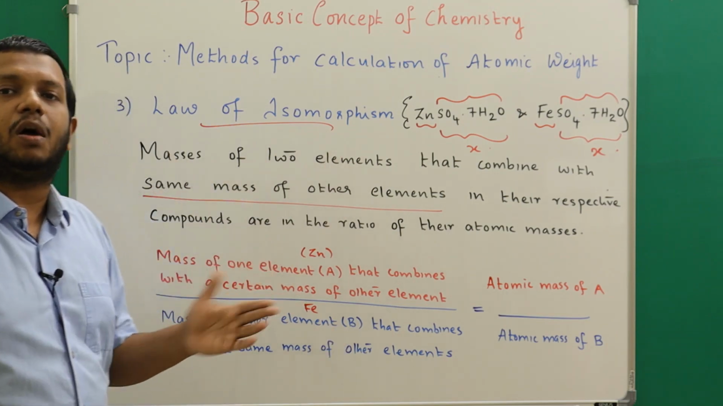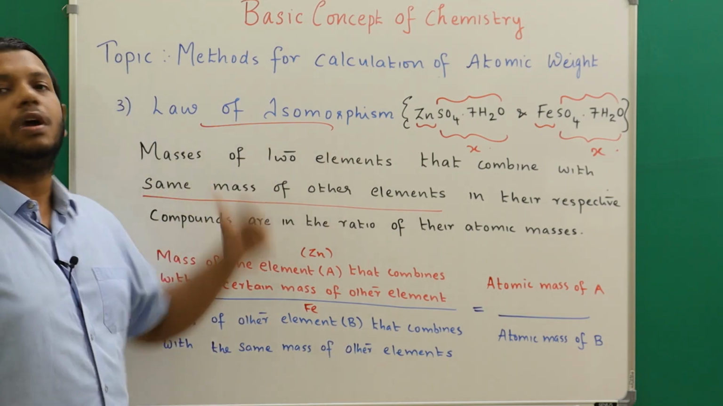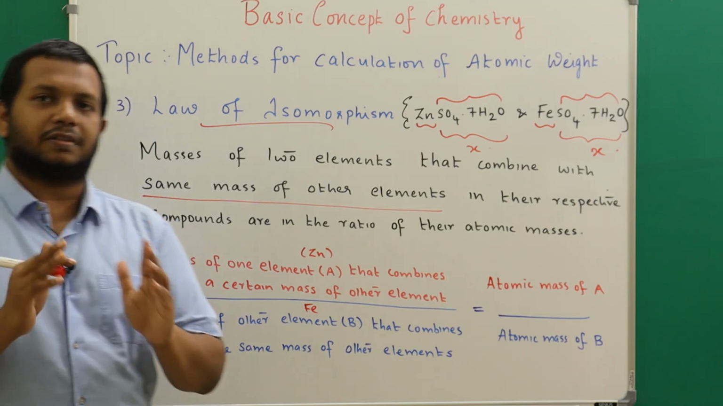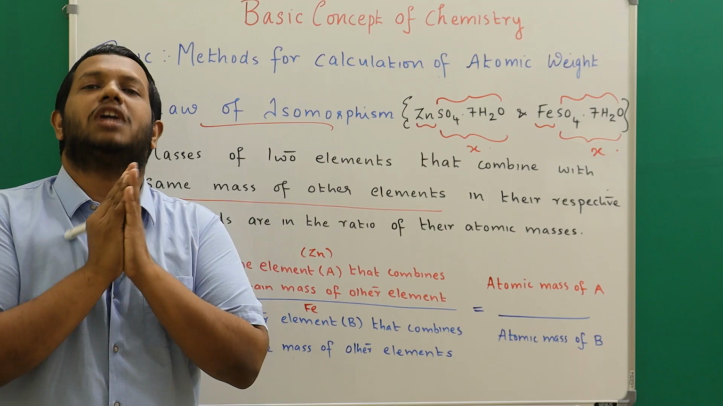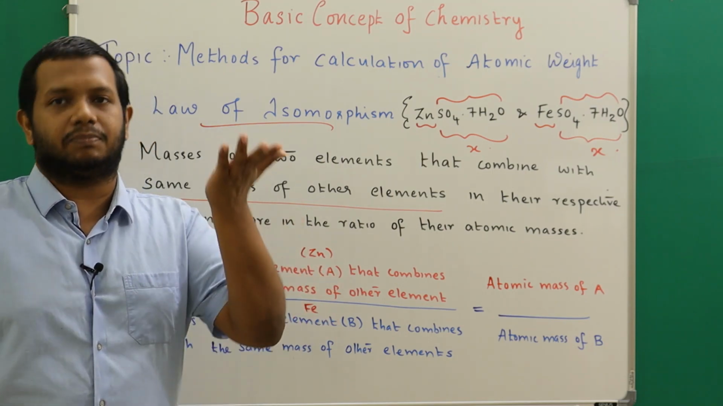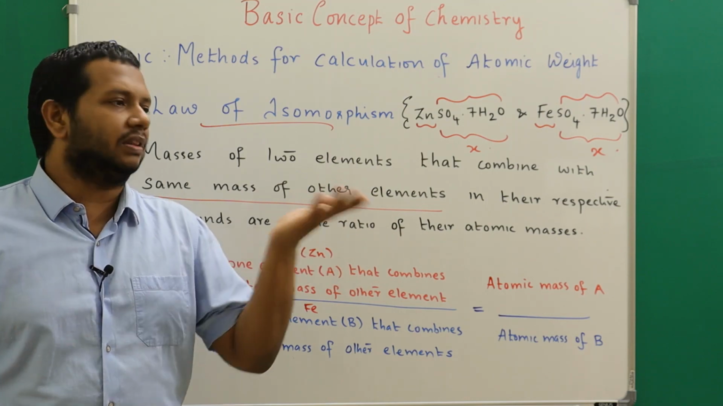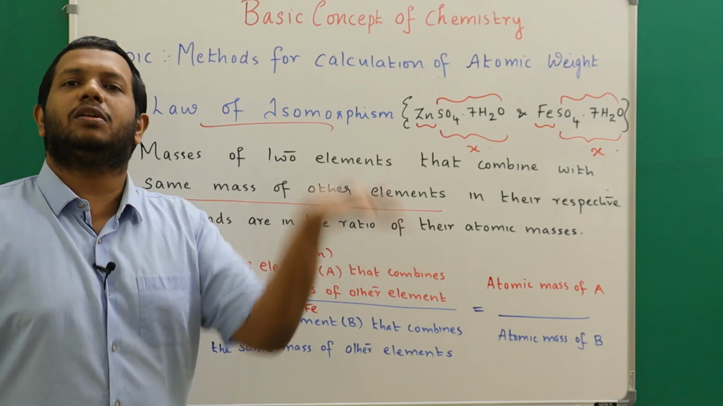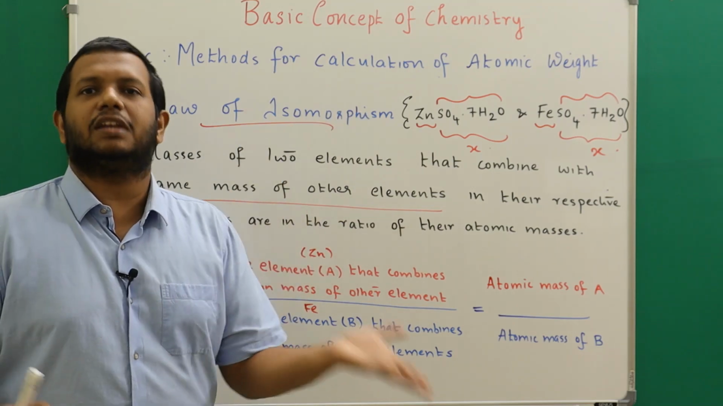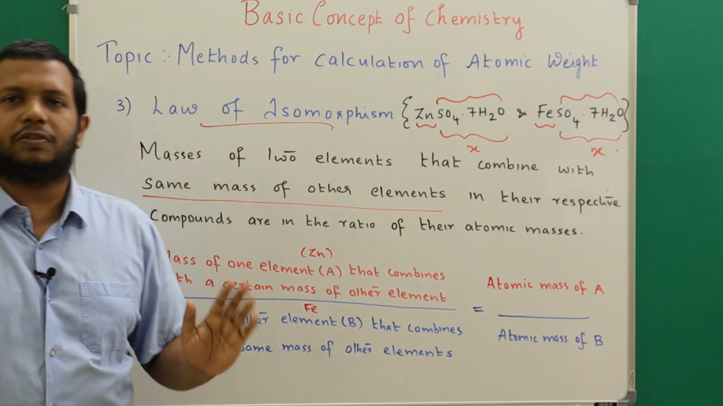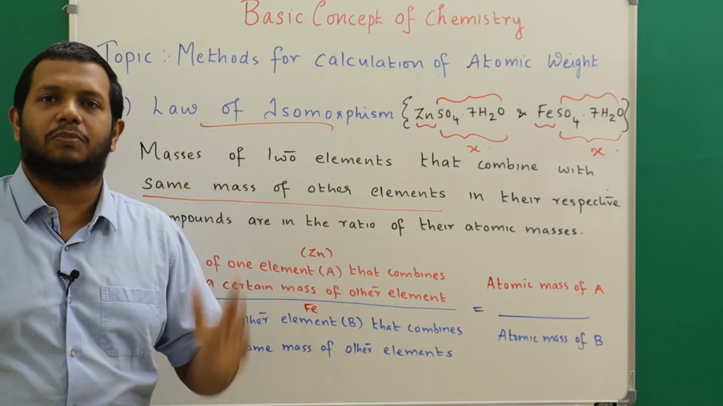Now we will see how they will ask questions with respect to the law of isomorphism. So very simple, isomorphous substances are those substances which have the same shape and size, and if they are kept in the solution they will grow into the same, or they can grow each other. That means if you have a solution where iron is replaced with zinc, still it will have the same shape and size and it will grow each other. So it's a very simple law of isomorphism. Let's see how the questions they will ask from this area.